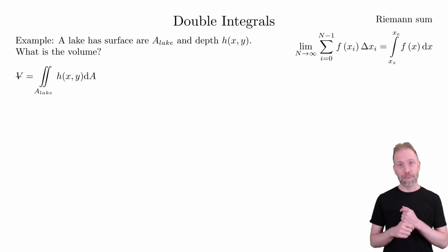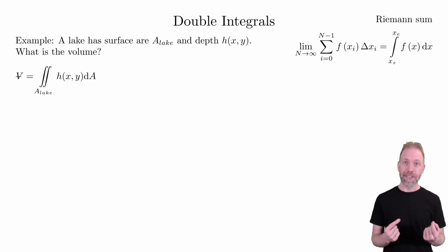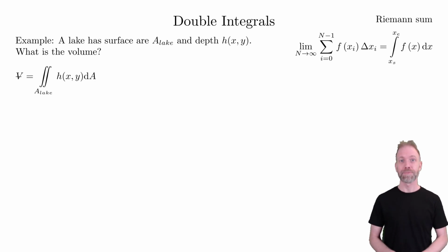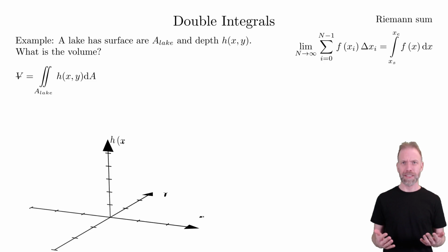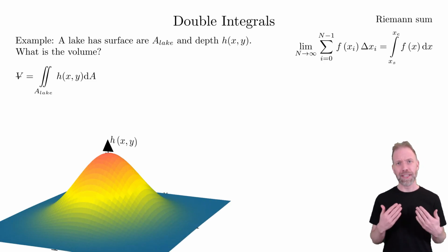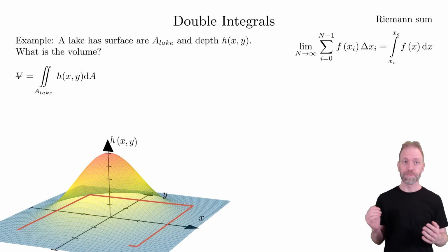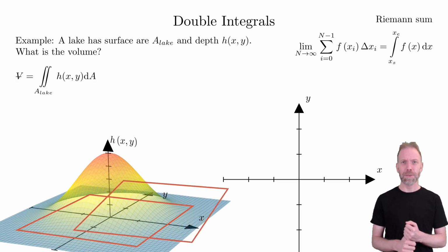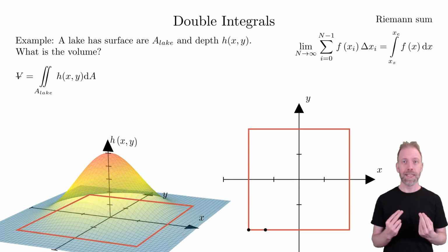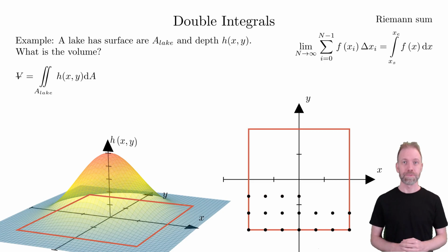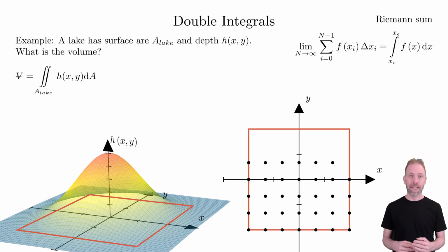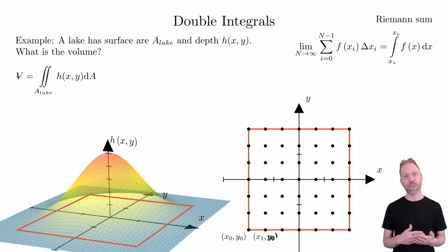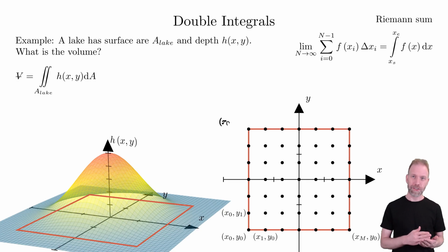If we compare with the one-dimensional integral, that was the area under the curve, the double integral will be the volume under the area. Let's draw an example function h of x and y and assume that we want to integrate over the red rectangular region. Remember that in 1D we created a sequence of points for the Riemann sum. In 2D we will instead create a grid of points. Each point will now have an x-coordinate and a y-coordinate. We assume m points in the x direction and n points in the y direction.